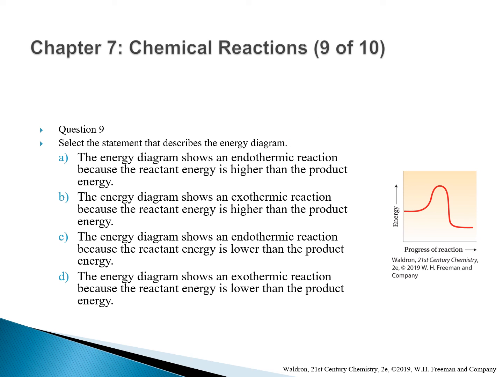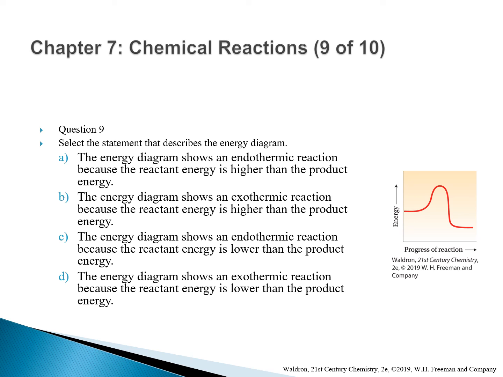Question 9. Select the statement that describes the energy diagram. A. The energy diagram shows an endothermic reaction because the reactant energy is higher than the product energy. B. The energy diagram shows an exothermic reaction because the reactant energy is higher than the product energy. C. The energy diagram shows an endothermic reaction because the reactant energy is lower than the product energy. D. The energy diagram shows an exothermic reaction because the reactant energy is lower than the product energy.